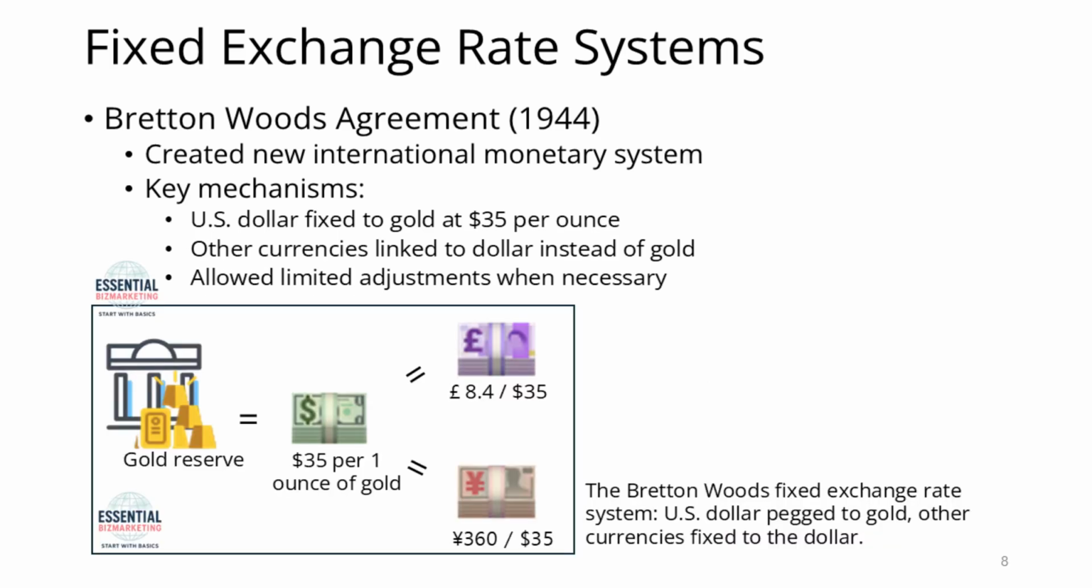Let's explore how this system worked in reality. With the dollar fixed to gold at $35 per ounce, other currencies, like the British pound at 8.4 pounds per $35 and the Japanese yen at 360 yen per $35, were pegged to the dollar. This multilateral link created a stable global exchange system anchored by the US dollar.